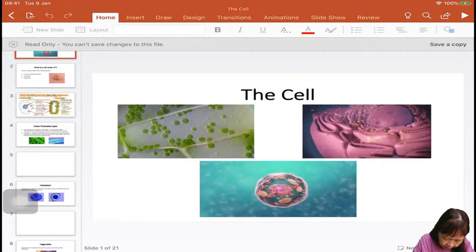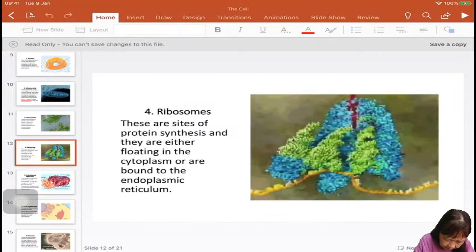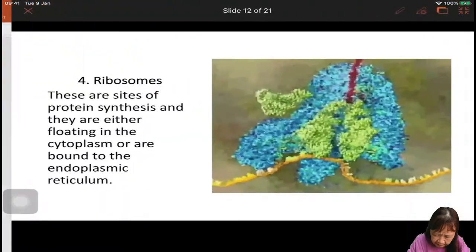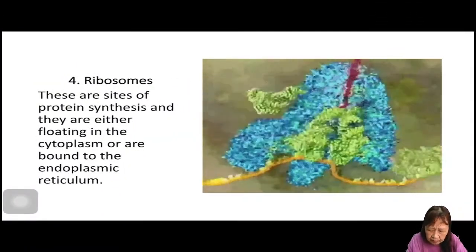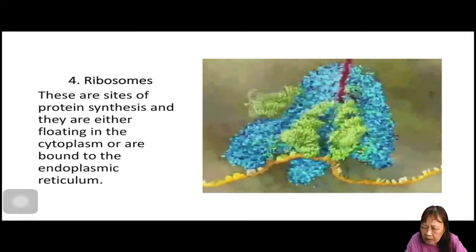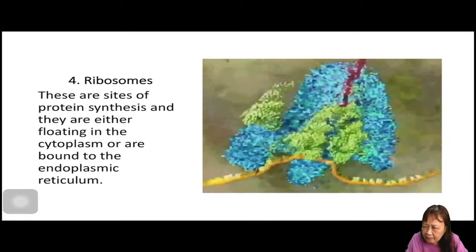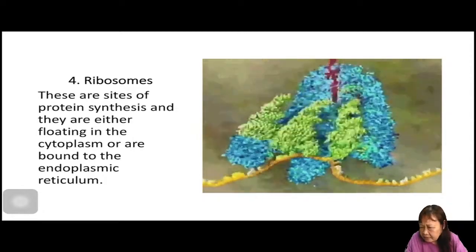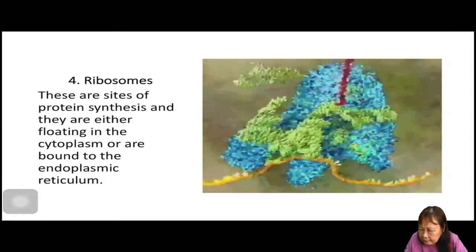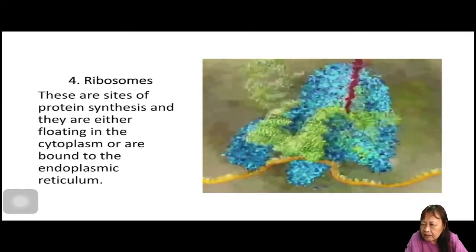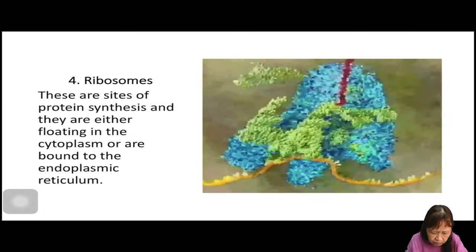So we have chloroplast, and after the chloroplast, okay, we have the ribosome. Who can tell me what is the importance of ribosome as an organelle in plants? This one has something to do with the DNA that leaves the nucleus of the cell in the form of RNA. What does ribosome produce?